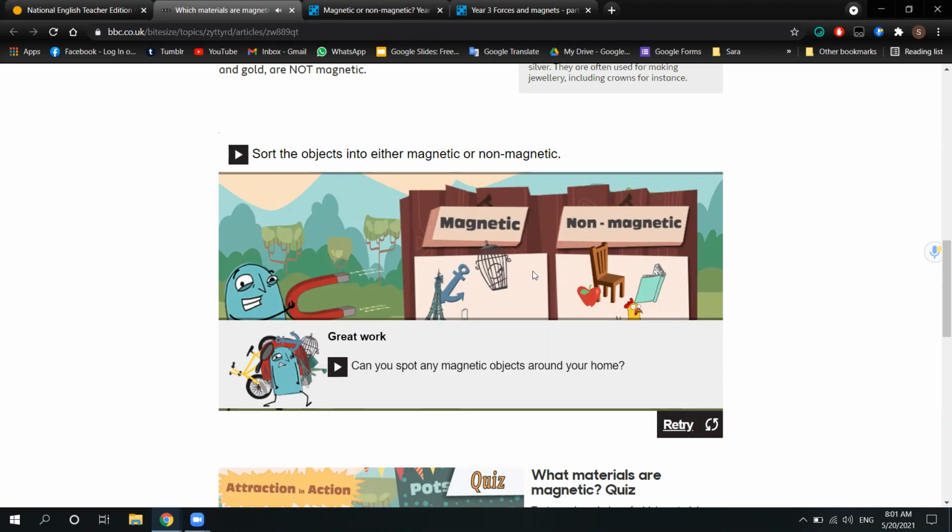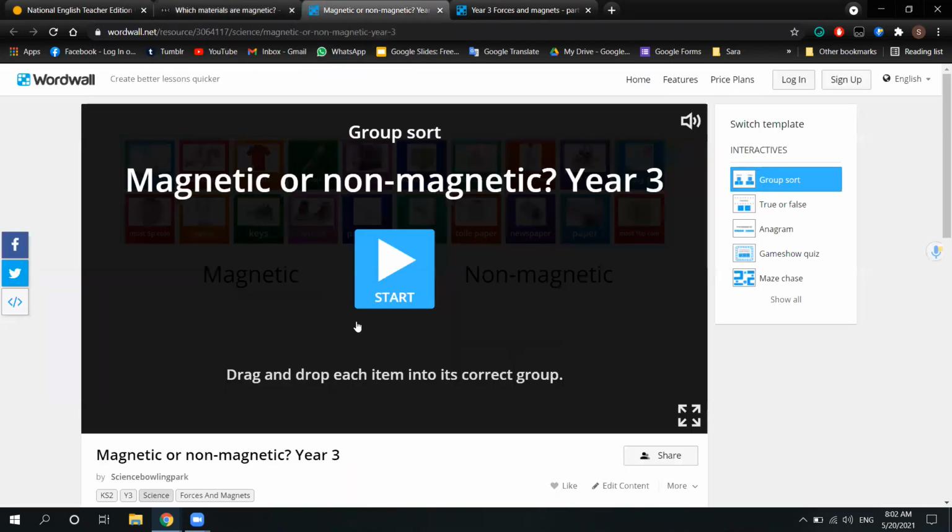This is a question that you have to answer in your notebooks. You have to spot any magnetic objects around your home. If you have any magnetic objects that a magnet can attract inside your home, you have to write them down, okay? For example, the things that are on the fridge are magnets, or magnetic. So we have to write some things that are magnetic and non-magnetic. Now let's move to the other exercise.